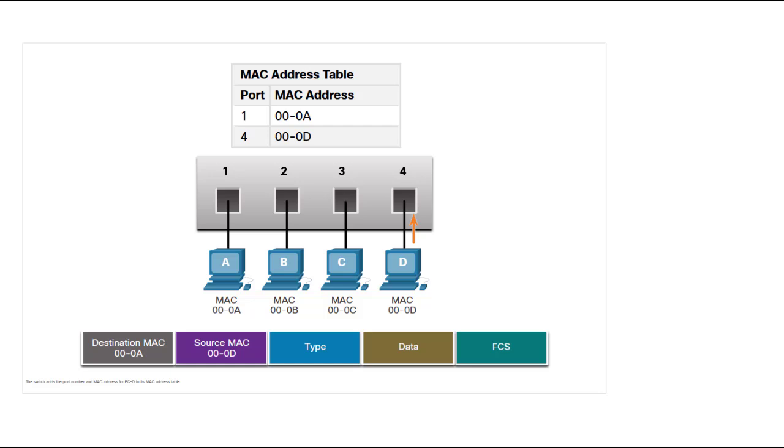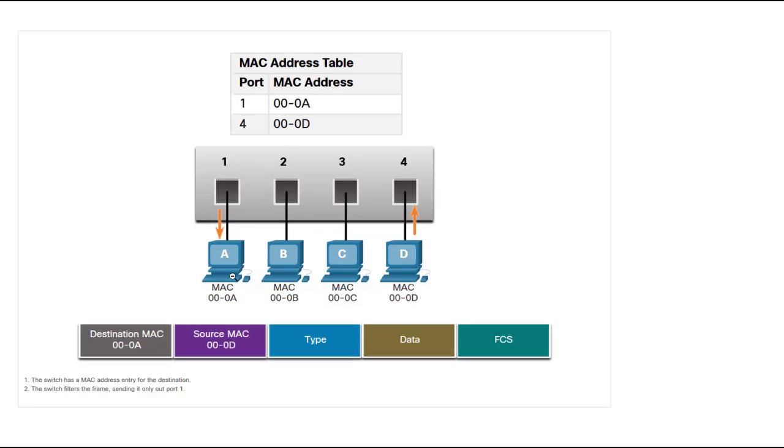PCB and PCC would have discarded their copies of the flooded frames as soon as they saw the destination address didn't match their NIC address. PCD, now in this figure, replies back to PCA. The switch sees PCD's source MAC address in the frame as it enters the switch on port 4. The switch adds PCD into the MAC address table associated with port 4.